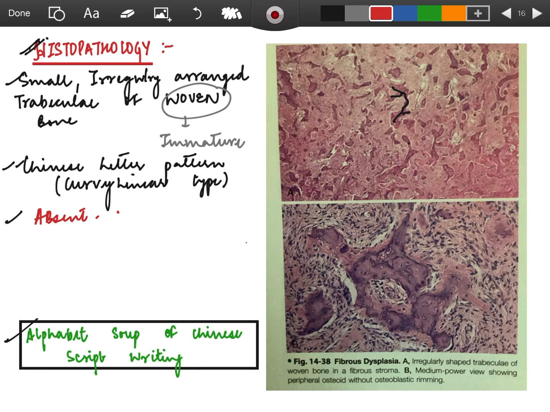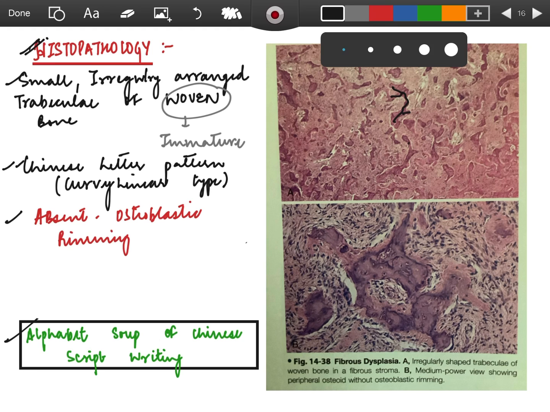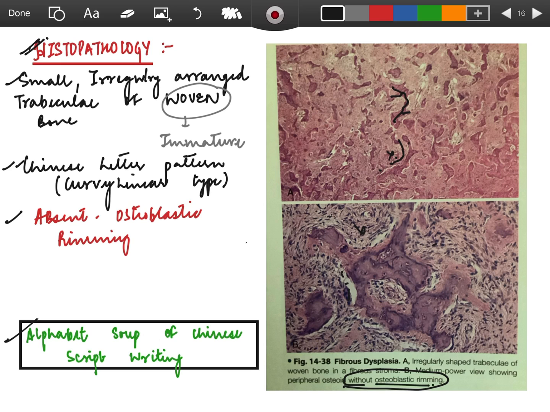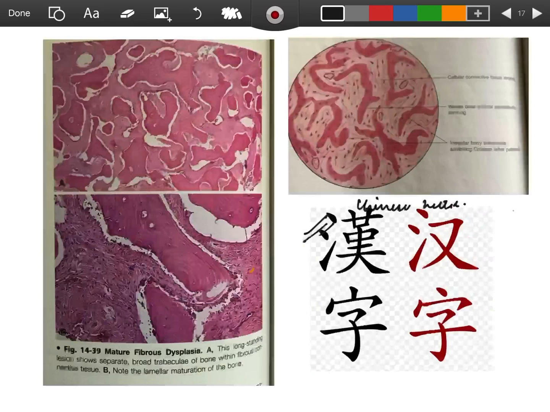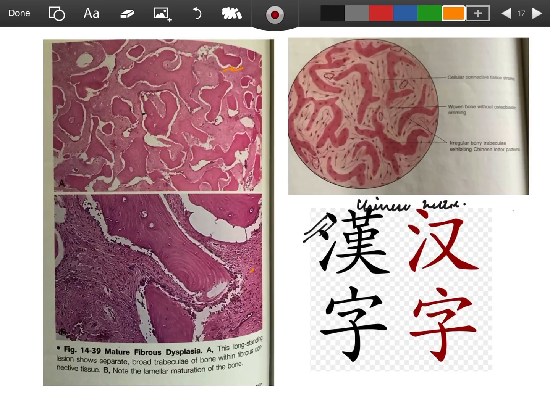Now we can see that there is absence of osteoblastic rimming. You can't see osteoblasts surrounding the trabeculae. So a very important point: osteoblastic rimming is absent in fibrous dysplasia. Okay, so woven bone in fibrous dysplasia and osteoblastic rimming is absent, and we call it an alphabet soup of Chinese script writing.